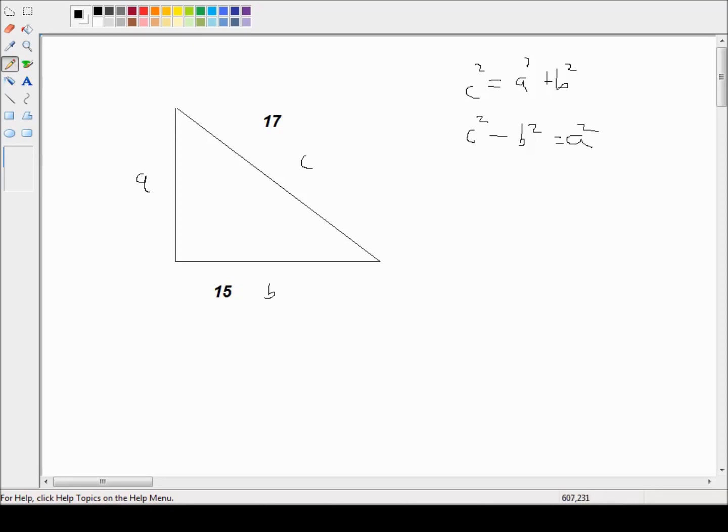So let's fill in the numbers. So 17 squared minus 15 squared, that should be a minus. Don't know where that plus came from, it had no right being there. Is equal to A squared.